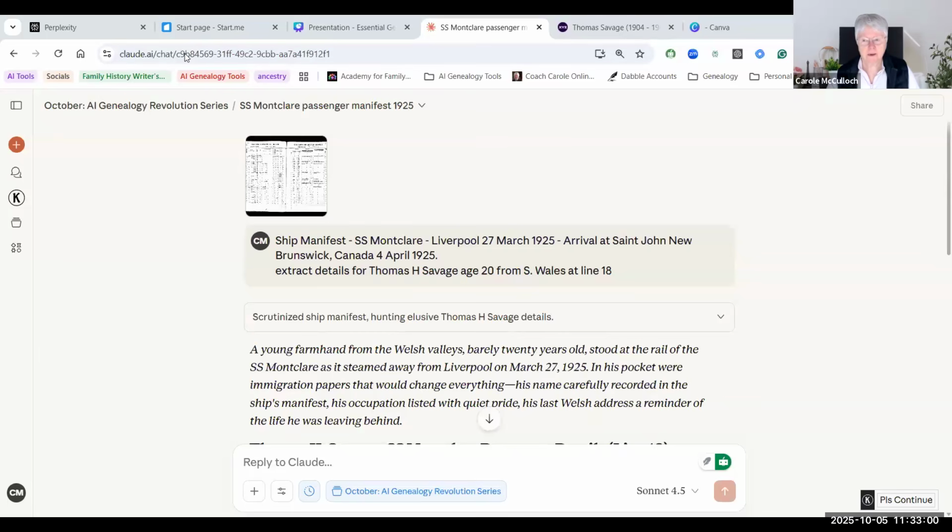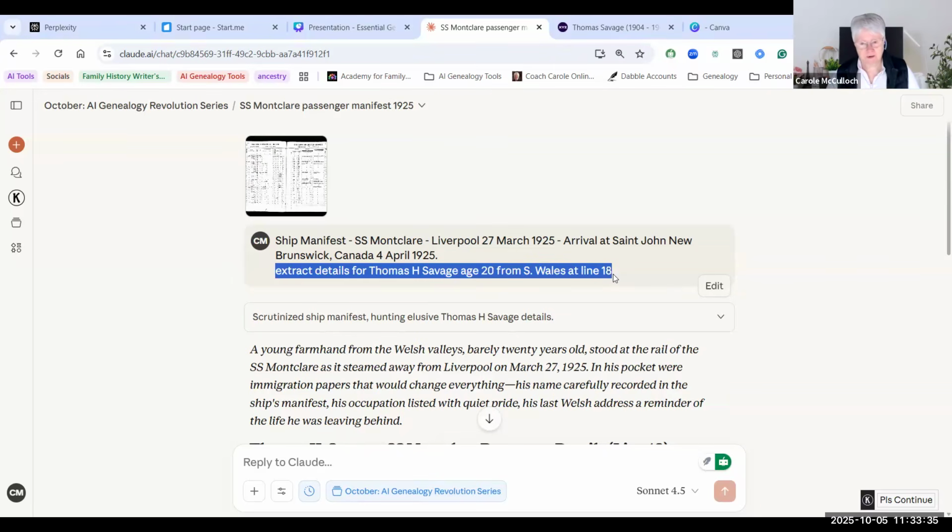I'm in my account for Claude, and I'm using the latest Claude Sonnet 4.5, and I have my conversation inside a project for October. And this is the current conversation that I've had about the ship's manifest. So as you can see, I've uploaded the image, and then my prompt identified some of the key facts and asked it to extract details for Thomas at line 18.